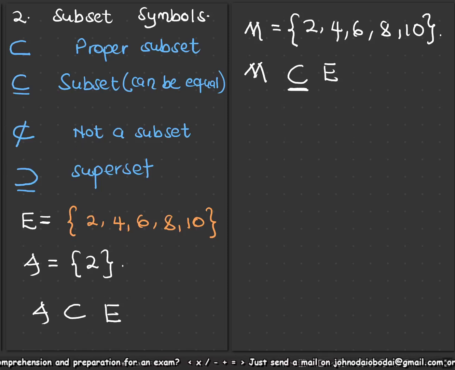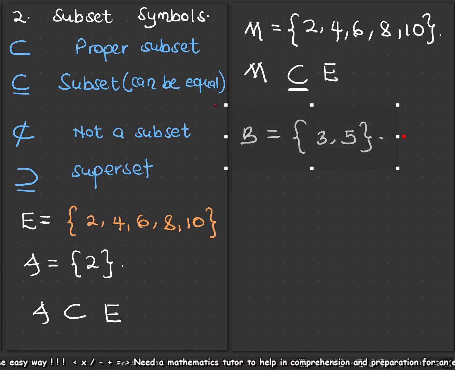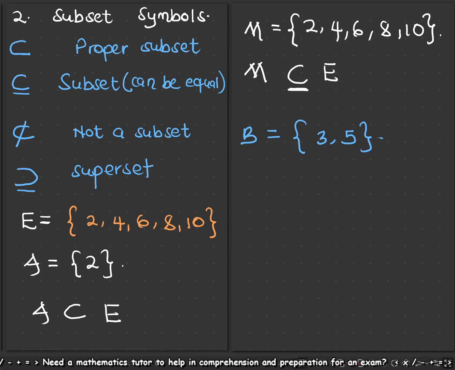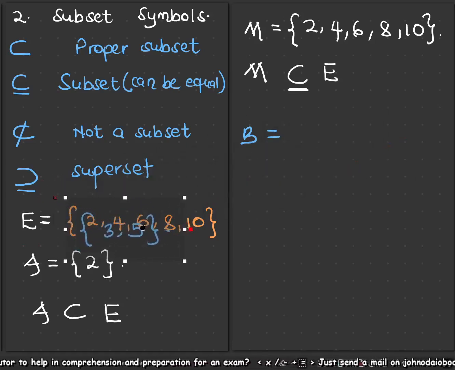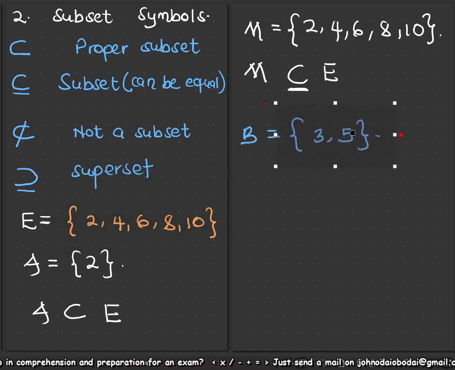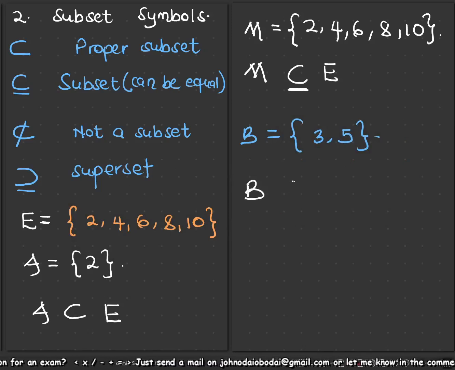Then our next symbol is the not a subset. For this, let's take set B over here. It is a set on its own. If you compare it to E, do we see the whole of this set in B? We don't see it in B, not at all. So with this, we can say set B is not a subset of E, and it is written like this.